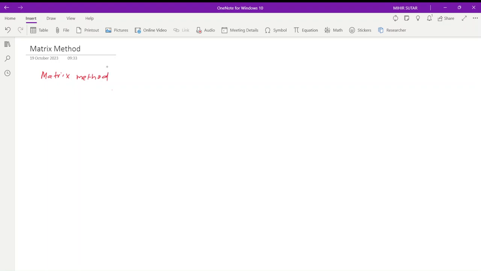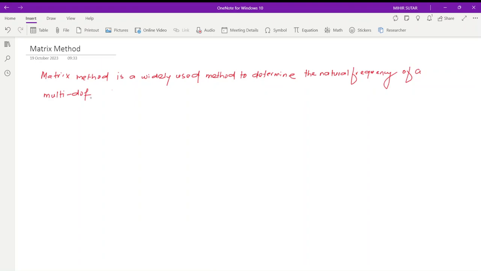Basically, this matrix method is a widely used method to determine the natural frequency of a multi-degree of freedom system.